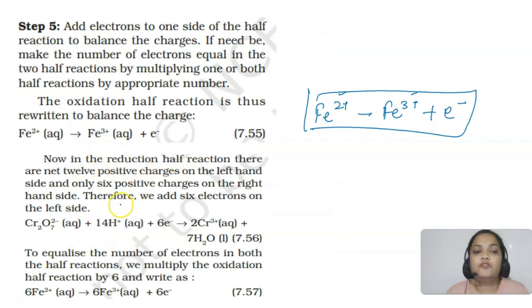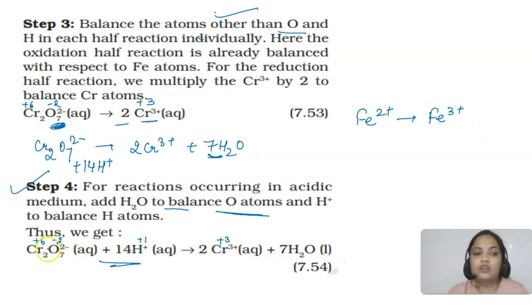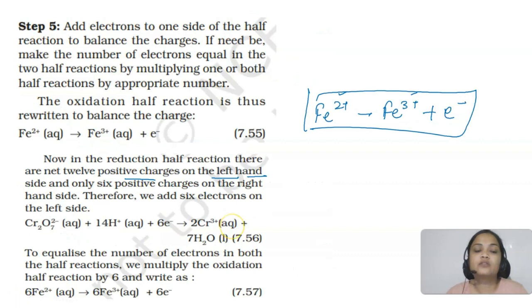Now if you see the net charge on the reduction half reaction, 12 positive charge on the left hand side and only 6 positive charge on the right hand side. So here you have 2 chromium atoms now. We just need to see for chromium only, because here you have 12 positive charge and here you have 6 positive charge. So you need 6 electrons. I'll be adding 6 electrons on the left hand side so that 12 minus 6 becomes 6. So now it's equal.